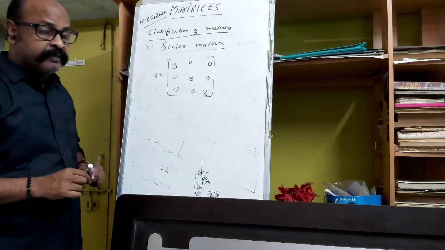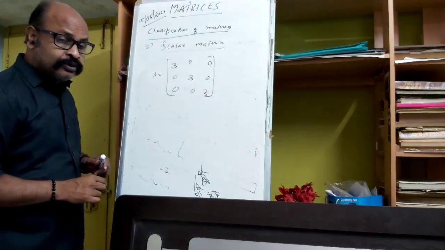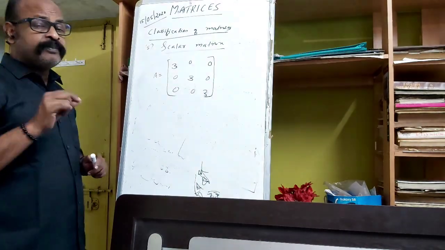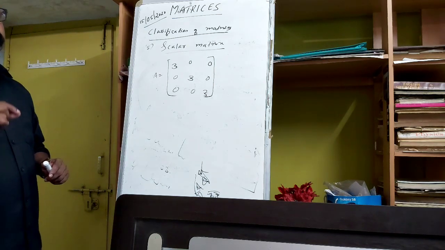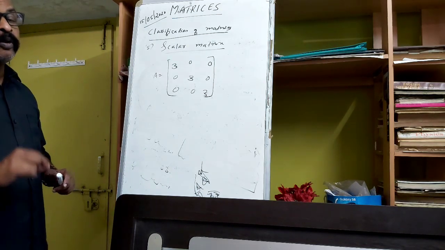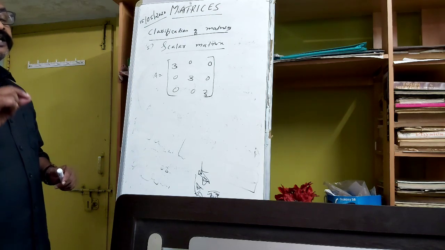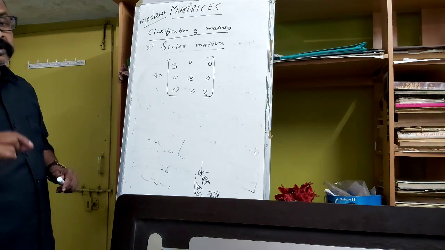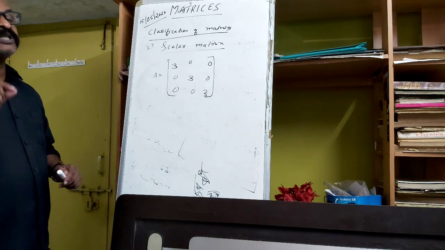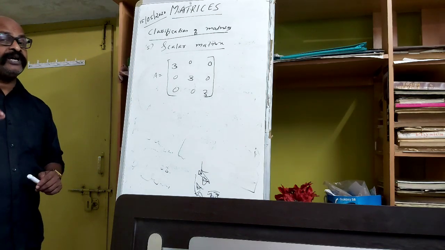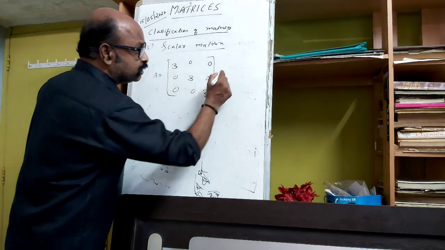So what are the principal diagonal elements here? Equal to the constant. All the principal diagonal elements are equal to a constant 3. All the principal diagonal elements are equal to a constant.